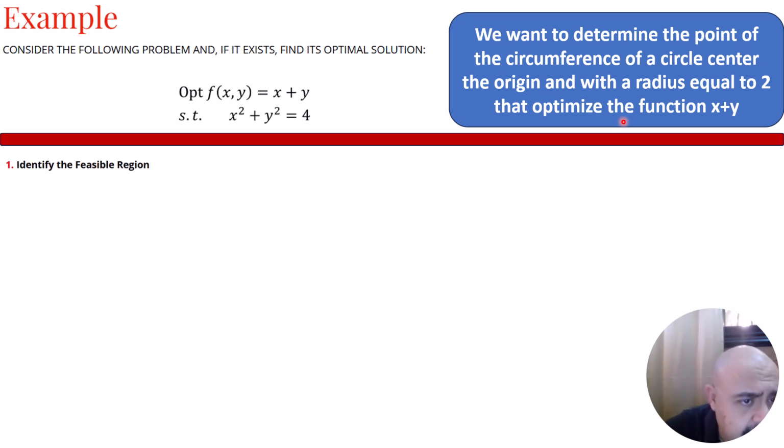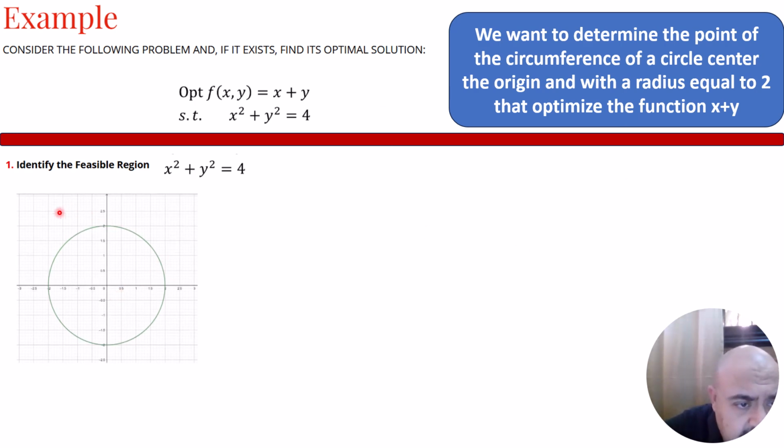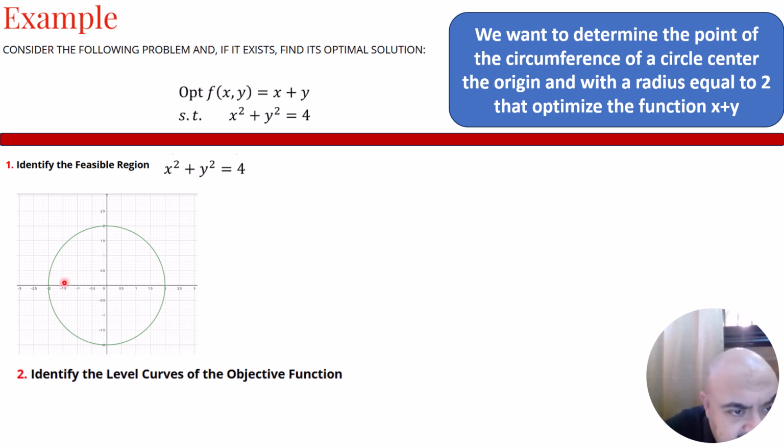So the first step, I will need to identify the feasible area of solutions, and that's really very simple. All I have to do is graph this circle. So I will go to my sketching and start graphing this circle with a radius of 2. Now, after identifying the feasible area of solutions, which is inside the circle, I will go to my level curve, which is x plus y.